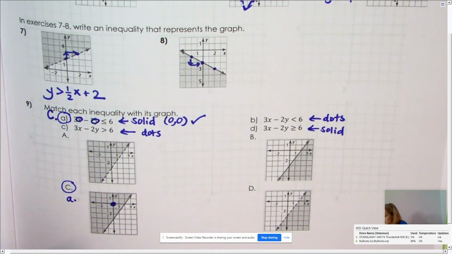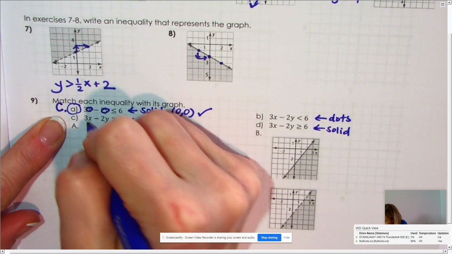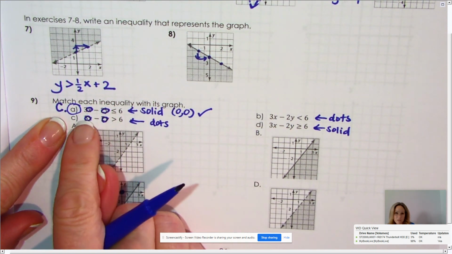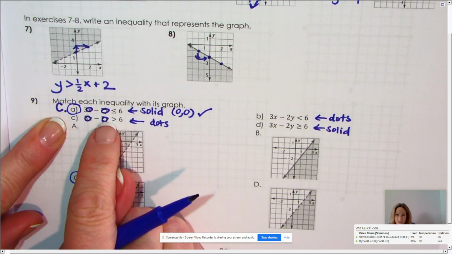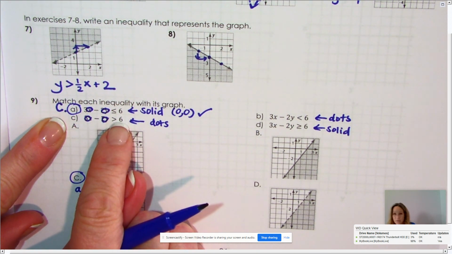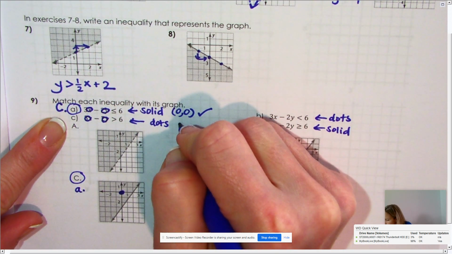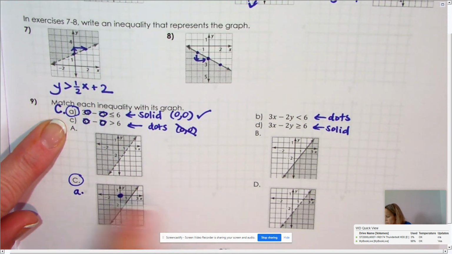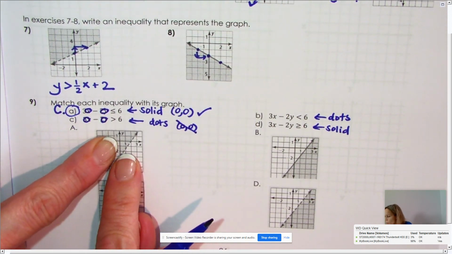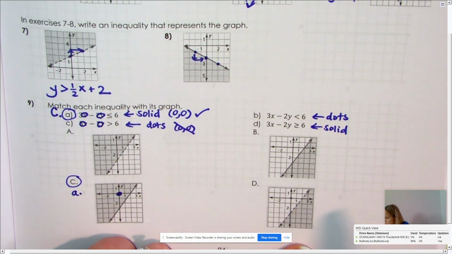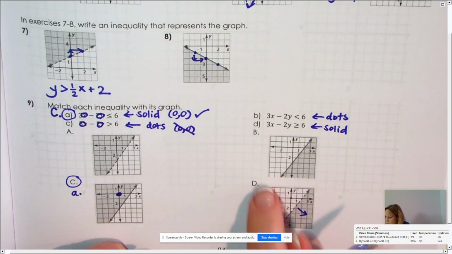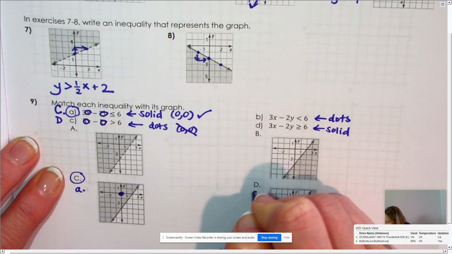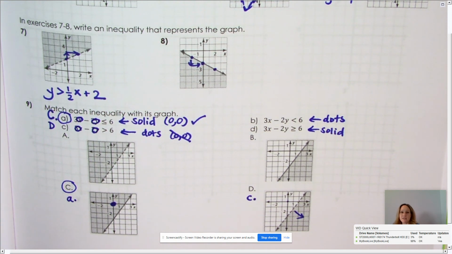Okay, and then for this one right here, we can try putting in zeros. So 0 minus 0, I just wrote it over because 3 times 0 is 0. 0 minus 0 is 0. Is 0 bigger than 6? It is not. Okay, so 0, 0 is not included in the solution. So I'm looking for a dotted line that shades away from 0, 0. Here's 0, 0, and we shade away from it. Okay, so it'd be D. So this one right here is big letter D, and I'm going to put little baby letter C next to it. All right. We're almost done.